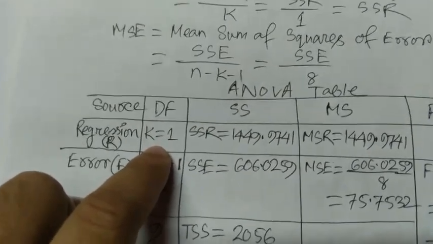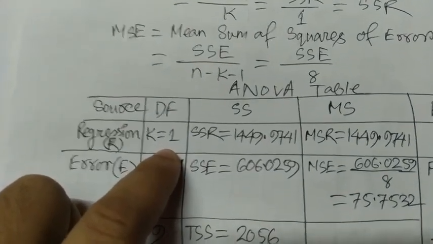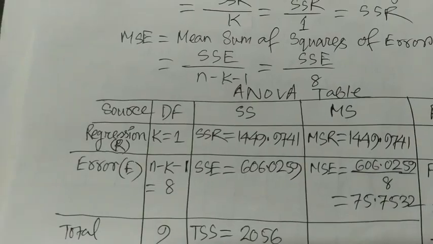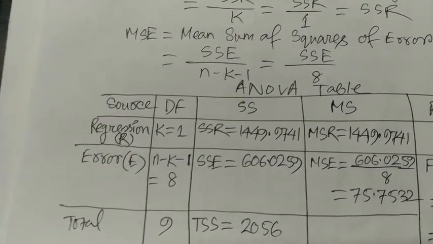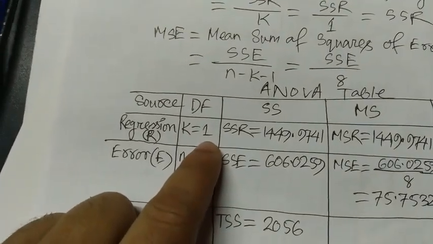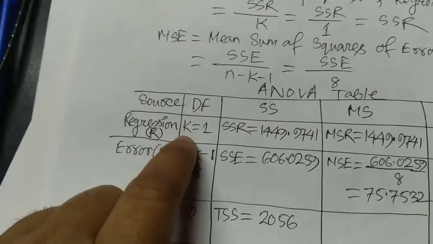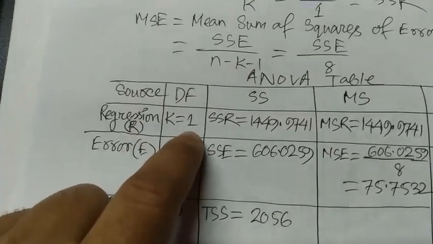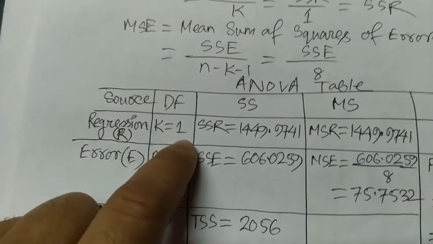Since in the regression model we have used only the x variable, the number of x variables, or explanatory variables, or independent variables, is only 1. That's why the degrees of freedom for regression is k equal to 1. That means k is the number of independent variables, and we have only 1.